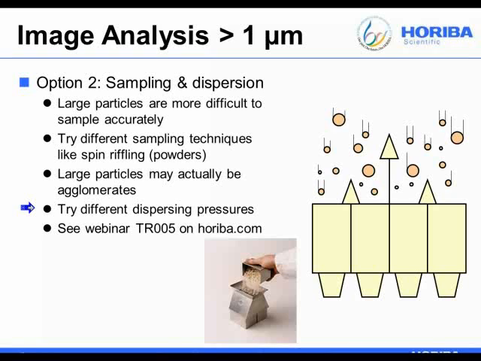Similar options exist for the CamSizer XT. The CamSizer itself doesn't have much dispersion capability. It only really works with free-flowing materials. The CamSizer XT adds a dispersing element to it, and it can be used for smaller micronized powders as well. And so then, again, just choose different pressures and see how that affects the data. Again, we talk more about that in the sampling and dispersion webinar on our website.